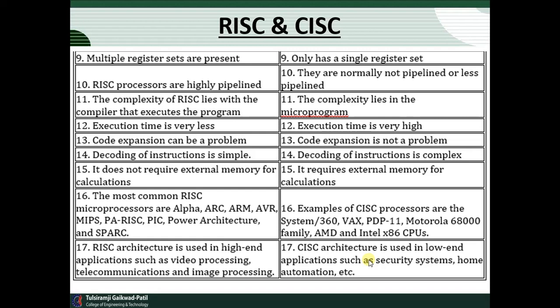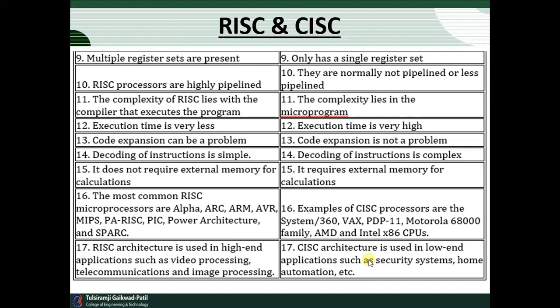Now, point number 15 says that RISC types of instructions do not require external memory for calculation, but external memory is required for calculation in the case of CISC types of instructions. The most common microprocessor, ARM, is an example of a RISC type processor. A CISC example is the Motorola 68000. We have already discussed this in unit number 2, the architecture of the Motorola 68000.